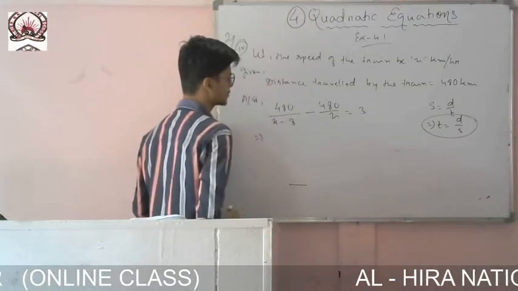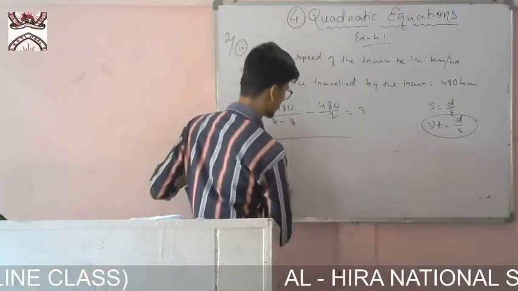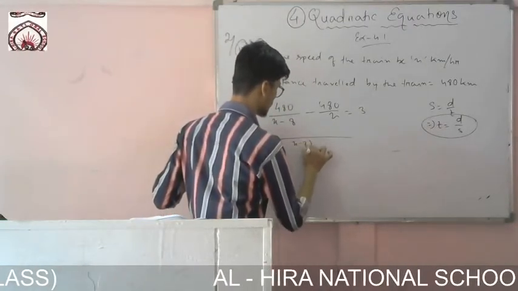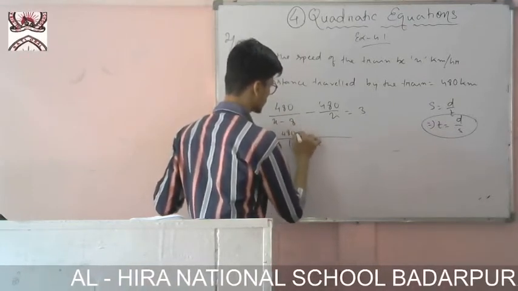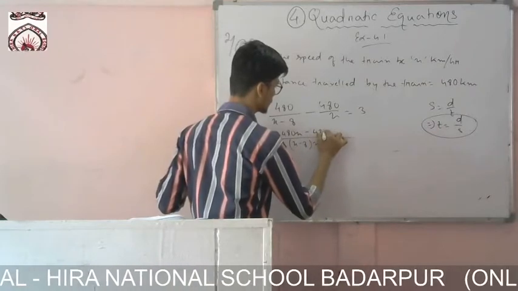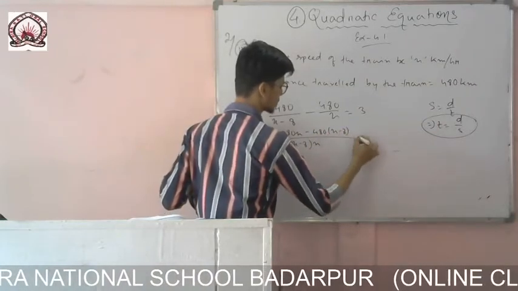So now I will solve this one. Here the LCM will be x minus 8 into x, and there it will be 480x, and 480 into x minus 8, equals 3.